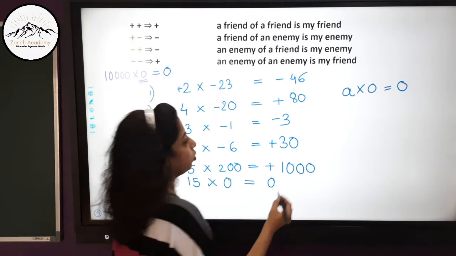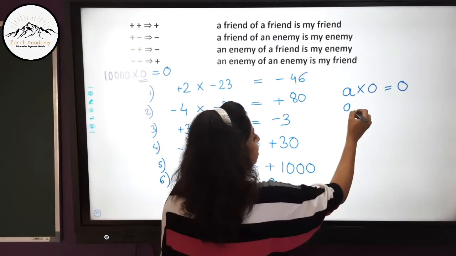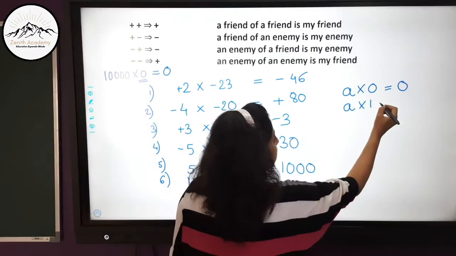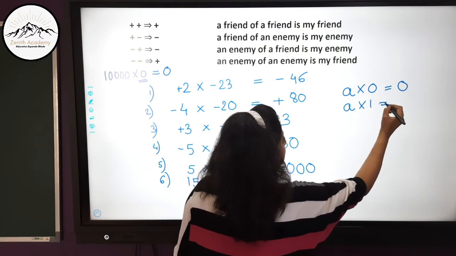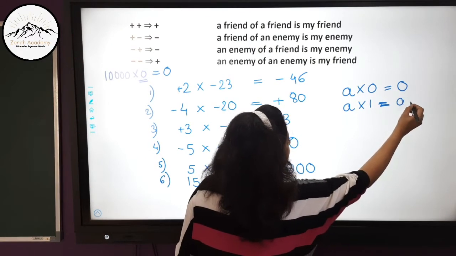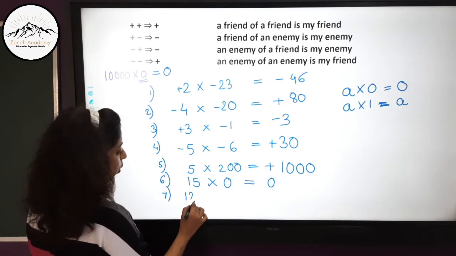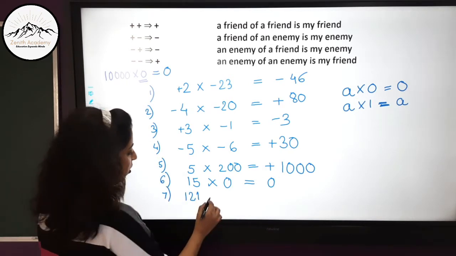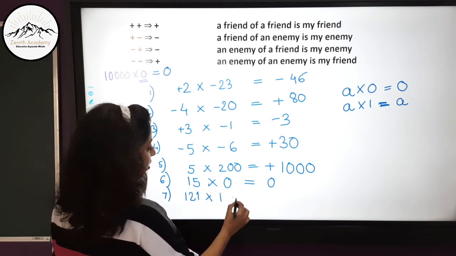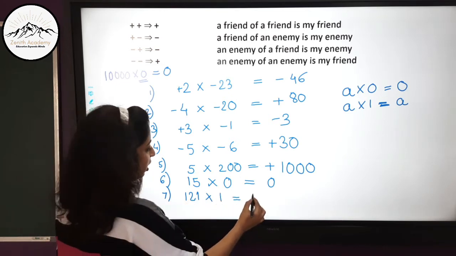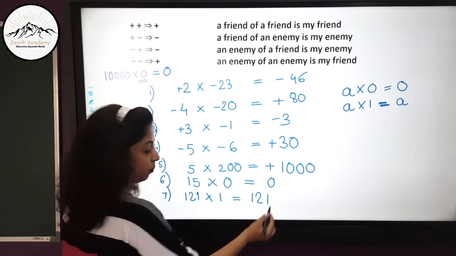One more thing I want to tell you, any integer multiplied with 1 will give you the same integer. For example, here you can see 121. I have taken any integer into 1 will give you the same integer, that is 121.